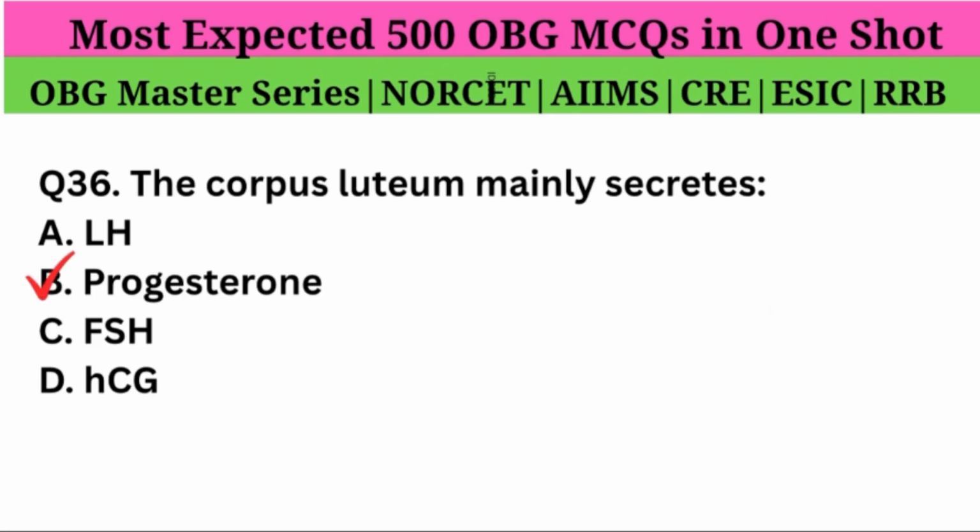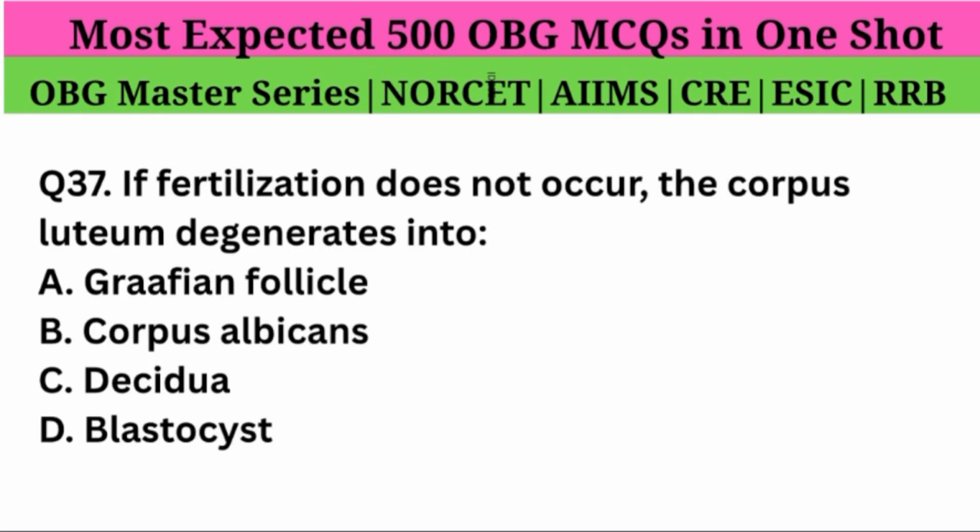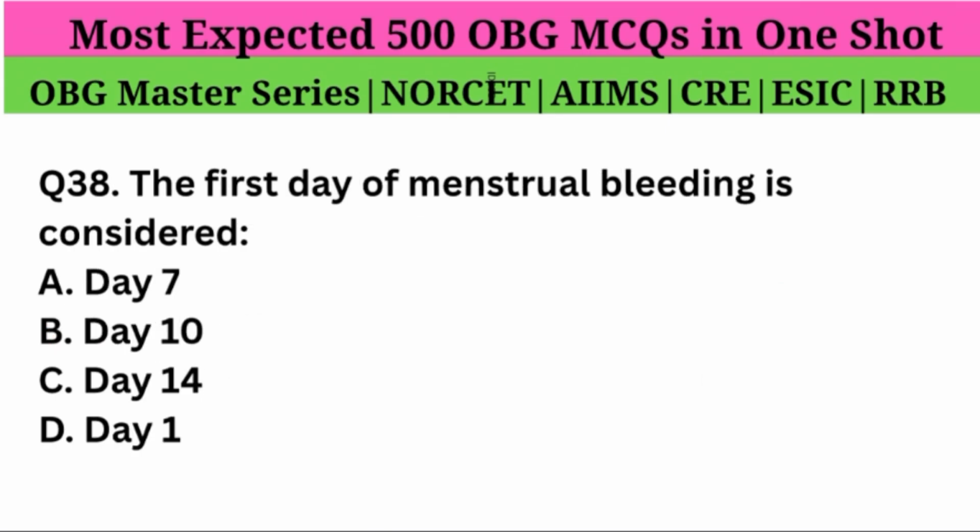Your correct option is option B, progesterone. Next question, if fertilization does not occur, the corpus luteum degenerates into? Your correct option is option B, corpus albicans. Next question. The first day of menstrual bleeding is considered.